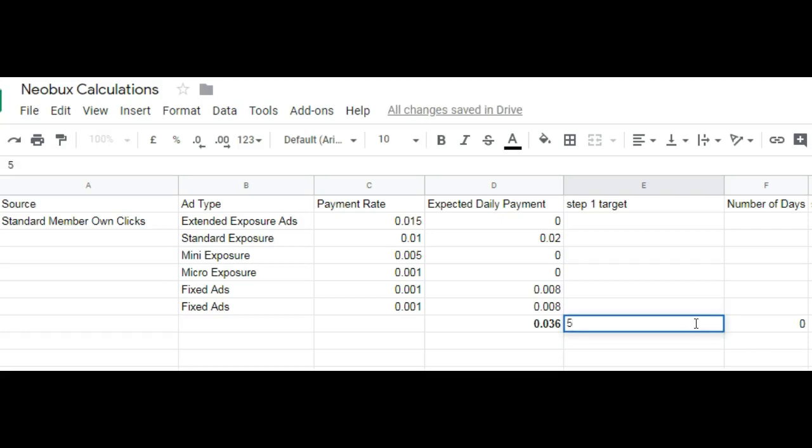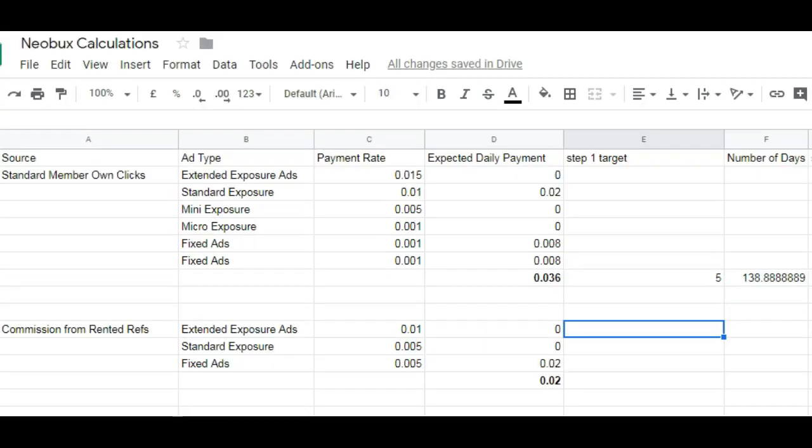Now if you're working on the $5 target, it's going to take you 138 days at this rate. If you do, you can actually earn your $5 in one day on Neobux. Like if you can do the surveys or the offers or something like that, then you will be able to earn the money a lot quicker. But this is just based on doing the ad clicks.